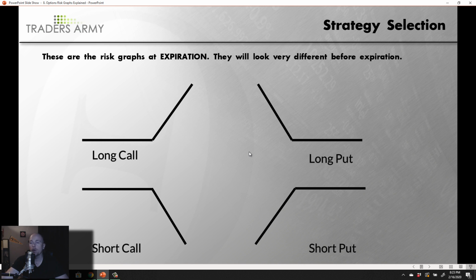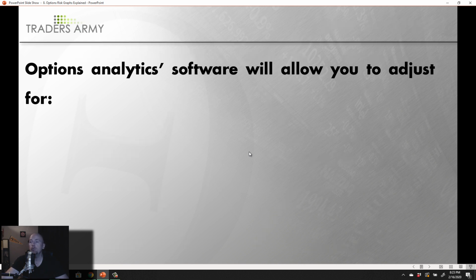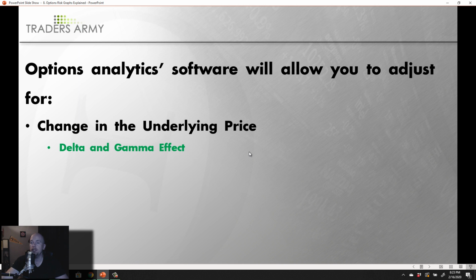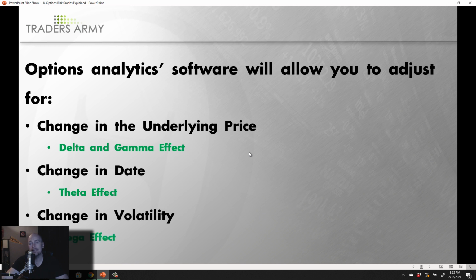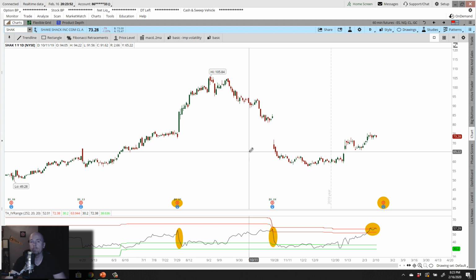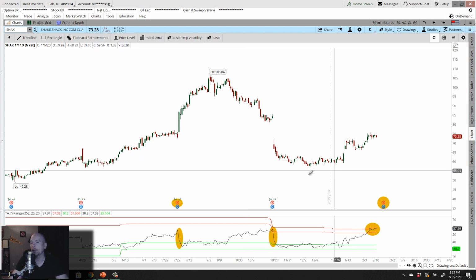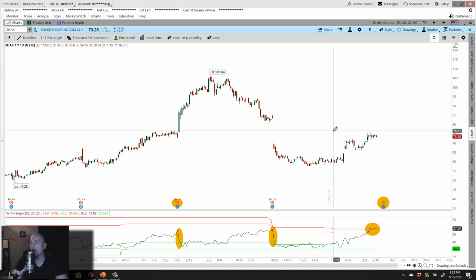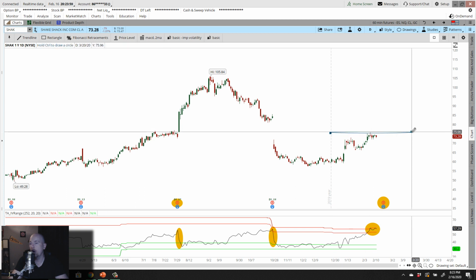What we're going to do is take a look at how we adjust for the change in the underlying price. That's our delta and gamma effect. And we're going to look at how we change the date. That's our theta effect. The last thing that we'll look for is the change in volatility. That's our vega effect. So let's go ahead and jump over to the software, to the platform now. As I jump into the platform, looking here at Shake Shack, let's just say theoretically that I wanted to buy a call on Shake Shack.